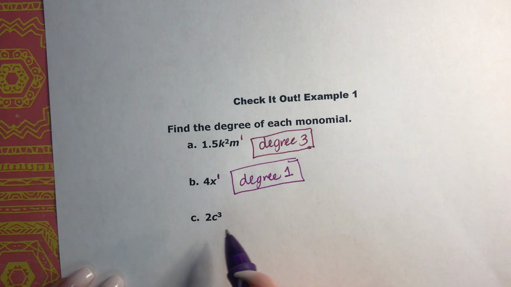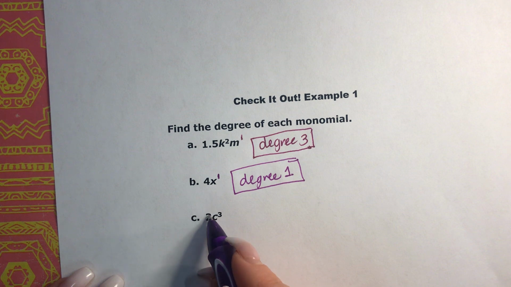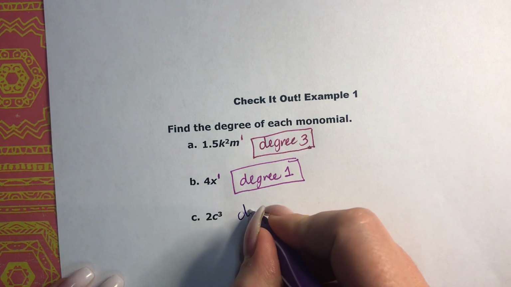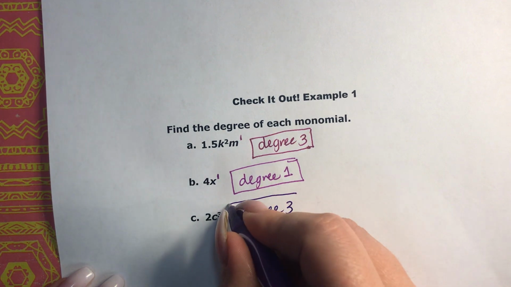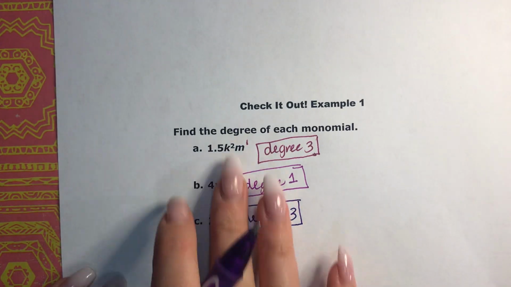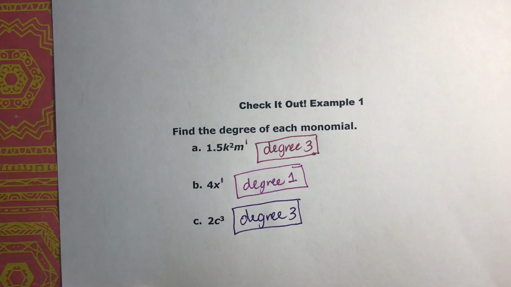And lastly, here the number has a degree of 0. C to the 3rd power, this is a 3. So 0 plus 3 is 3. So we have a degree of 3. If you got all 3 of those right, great job, and I'll see you in a little bit for the next example.